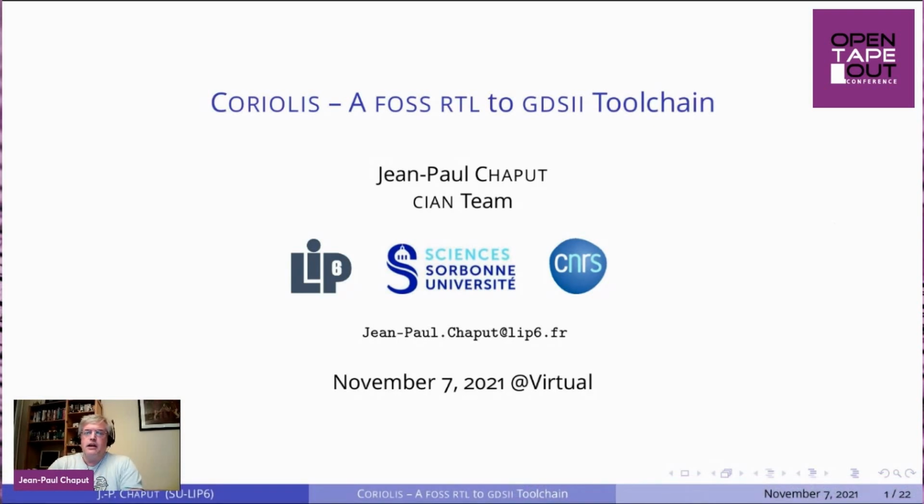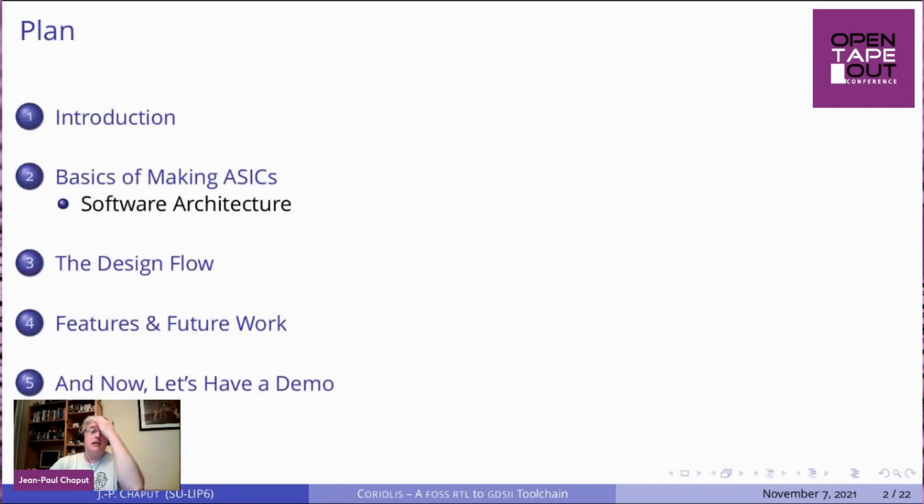So, as we just said, I am about to talk about Coriolis, which is an almost automated tool chain to produce GDS2 from RTL. First, I will start with a short introduction about why we do that. What are the reasons behind the creation of Coriolis and Alliance.